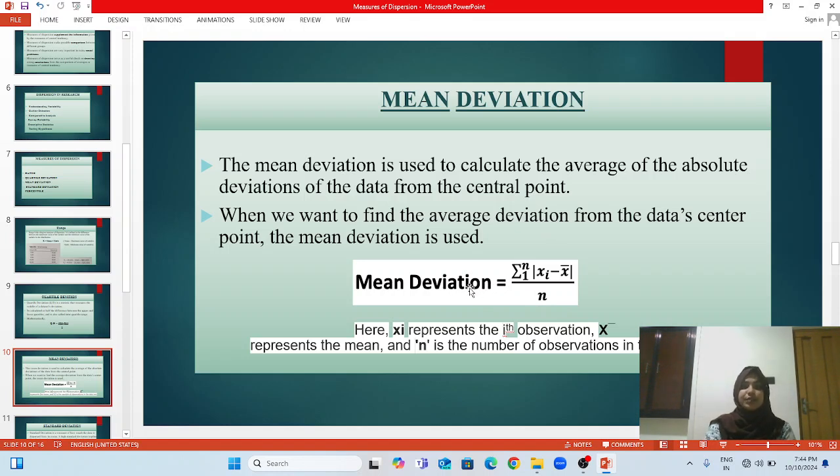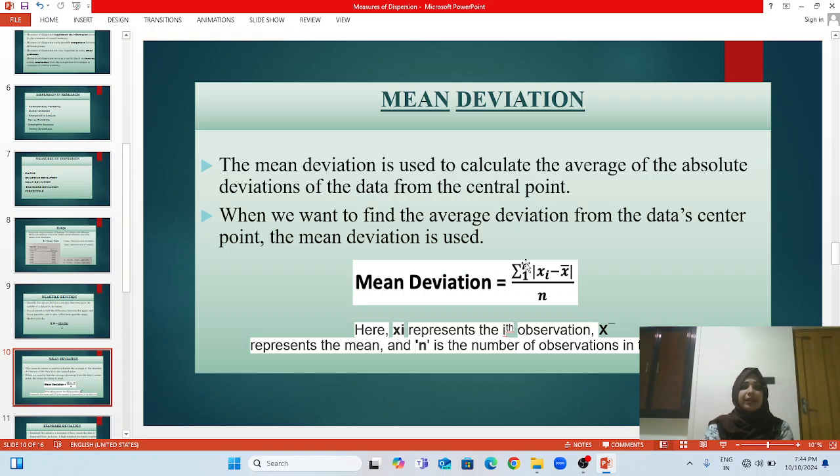If the value of the mean deviation is higher, the spread or dispersion of the data set is high. If the mean deviation value is less, then it indicates a more reliable average.